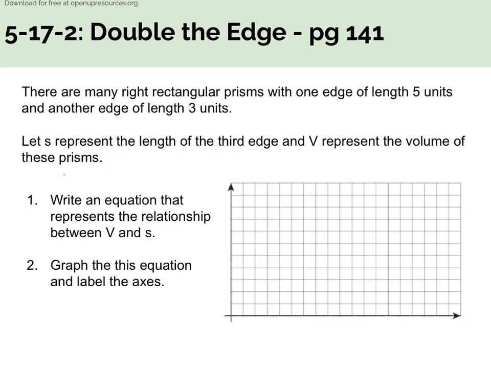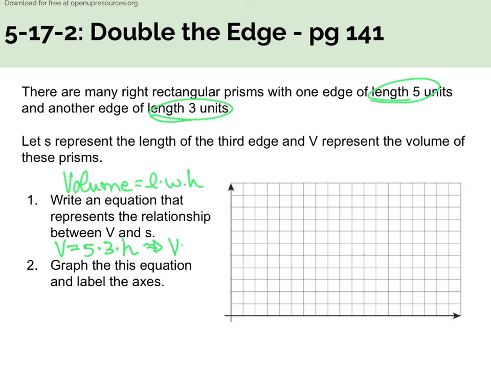So let's remember the volume of a rectangular prism. That's kind of like a cube, but it's rectangles, right? It's length times width times height. So let's put in the information that we have. We have a length of 5, and we also have a length of 3. So we're going to do 5 times 3, and then we don't have that last one, which is the height. So our equation here is 15h.